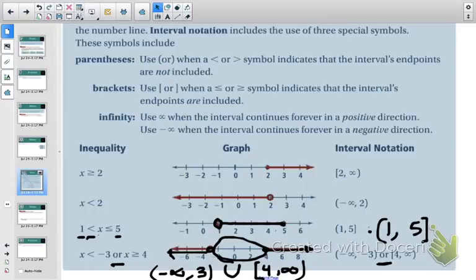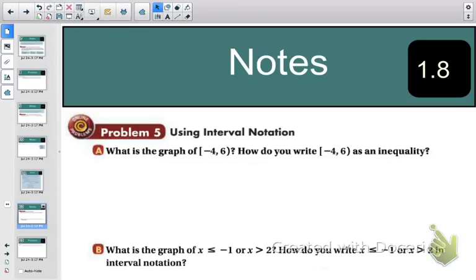This is on Canvas, so. Alright. That's what interval notation looks like.